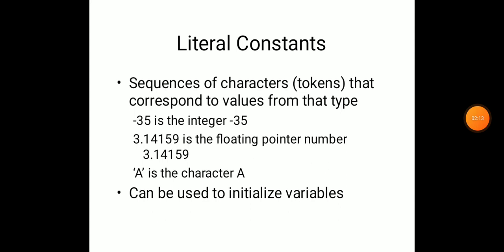35 is an integer. 3.14159 is a floating point number. 'A' is the character A. These can be used to initialize variables.